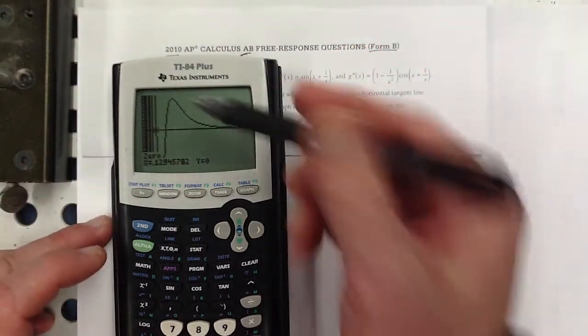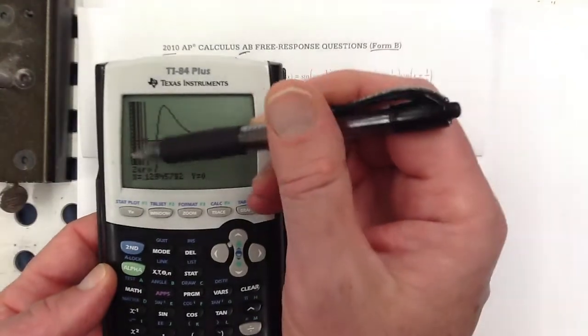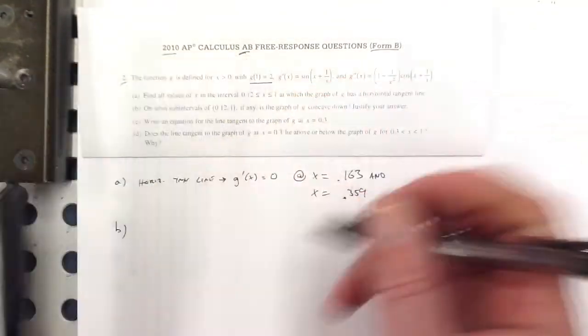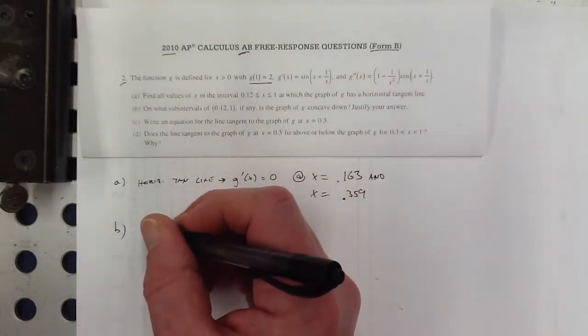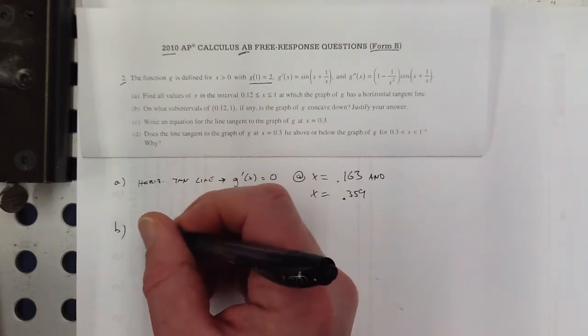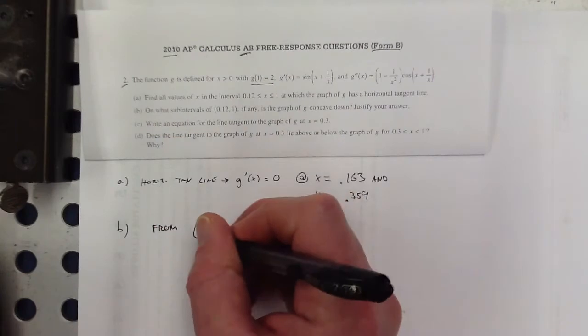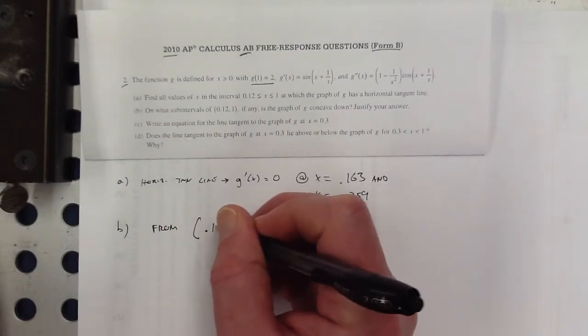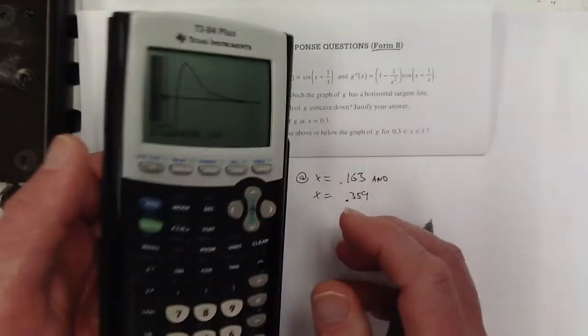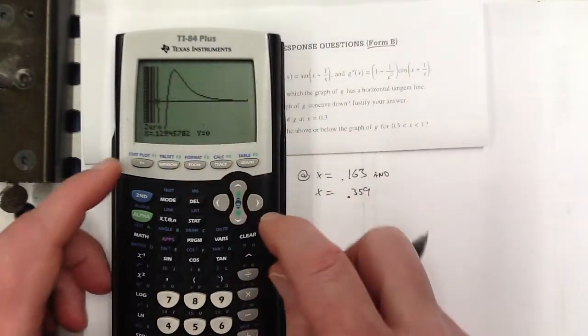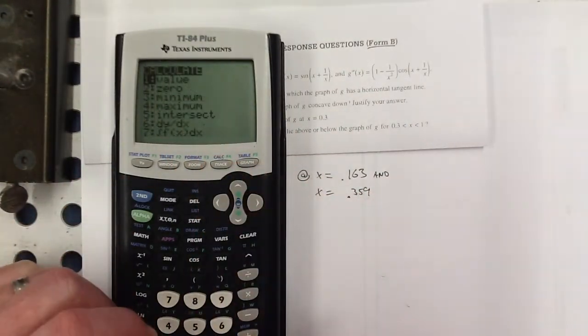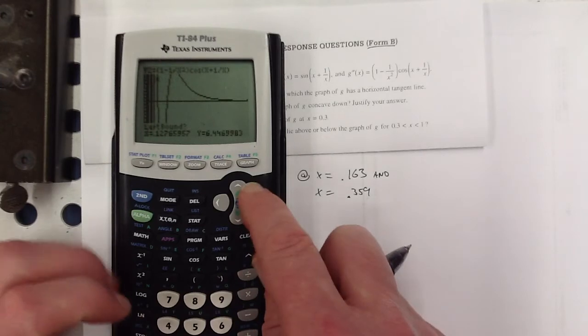So this is concave down. The graph of the second derivative is negative from x equals, I'm going to do an interval like this, 0.129 to, got to find the other place it crosses there. Second, calculate, find that 0.